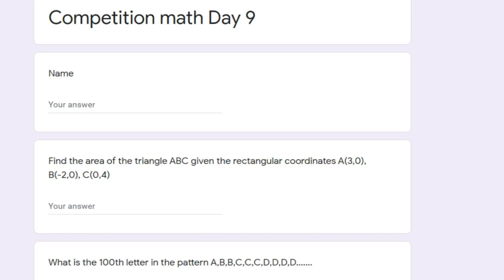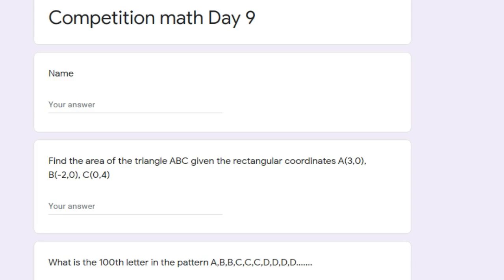All right, here is the ninth problem in my competition math day series. And again, the first question was just one I made up, that is usually asked verbally in a head-to-head competition between two teams. And the question is this. Find the area of the triangle ABC given the rectangular coordinates of A as (3, 0), B as (-2, 0), and C as (0, 4).